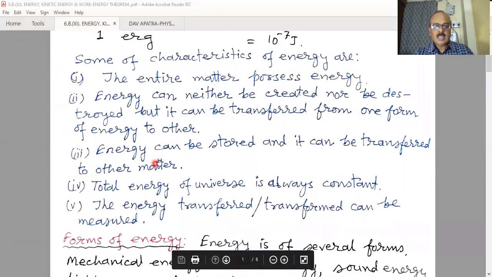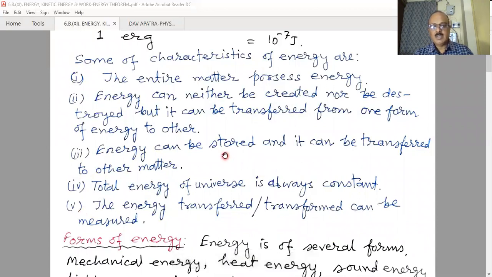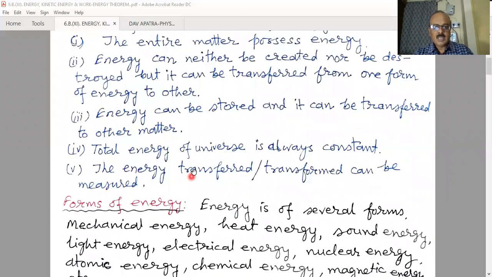Number three, energy can be stored and it can be transferred to other matter. That means one object possesses some amount of energy, it can be stored within that object, and it can be transferred to another object also. The total energy of the universe is always constant, and energy transferred or transformed can be measured. How much energy is transferred from one object to another, or transformed from one form to another, can be measured. That means energy can be stored, measured, and transferred. These are the basic characteristics of energy.